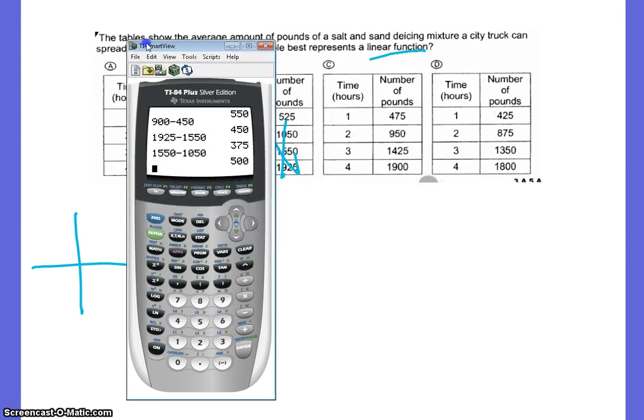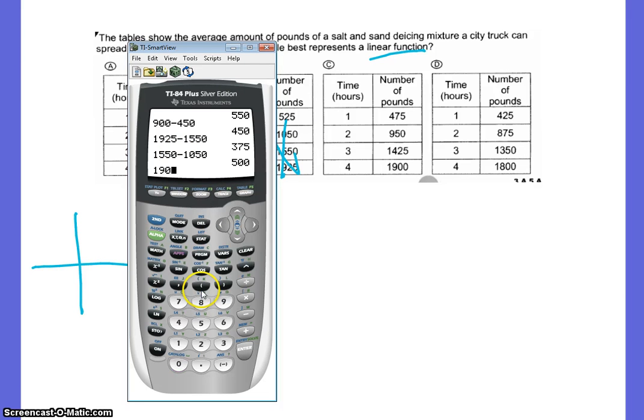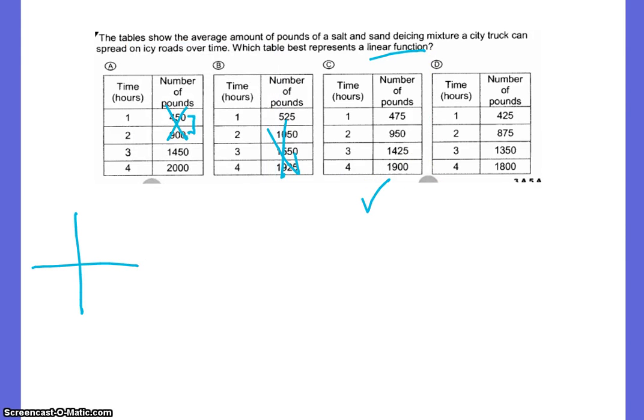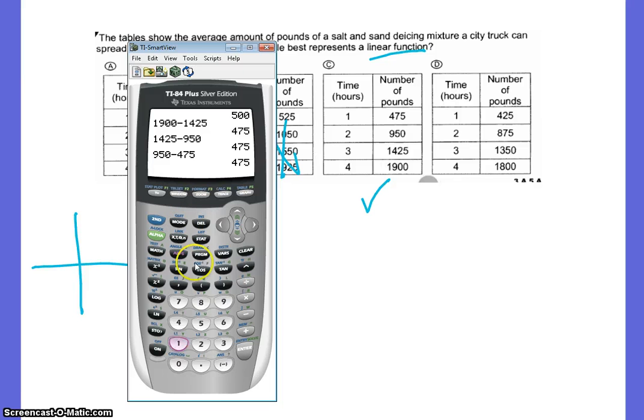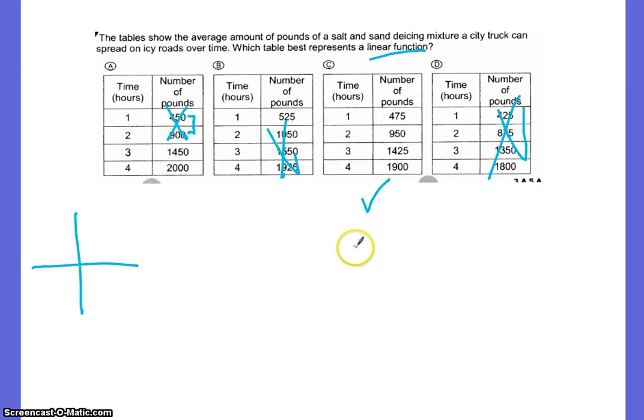So then you try the third one. 1900 minus 1425, 475. 1425 minus 950, 475. 950 minus 475, 475. It looks like this is going to be it, but you don't go with that. You check that last one just in case. 1800 minus 1350, 450. 1350 minus 875, 475. It's different. So your answer is C.